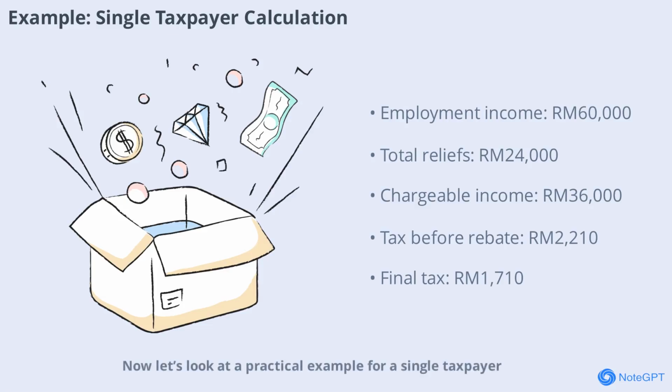Now let's look at a practical example for a single taxpayer. Imagine you earn RM60000 from employment. After accounting for EPF contributions, life and medical insurance, education fees, and lifestyle expenses, your total reliefs amount to RM24000. This brings your chargeable income down to RM36000.